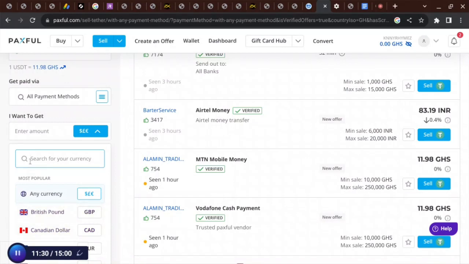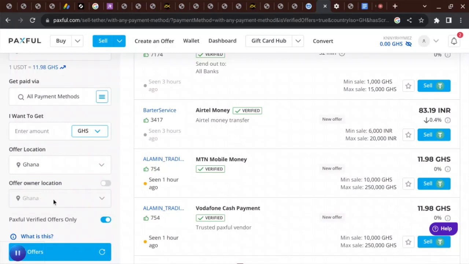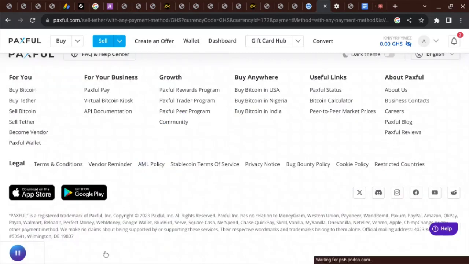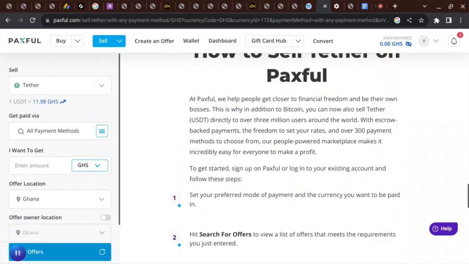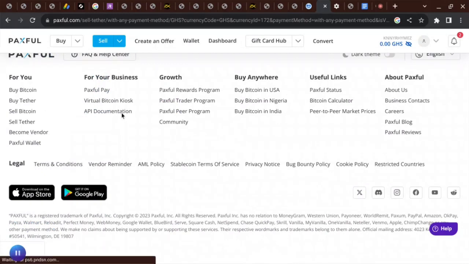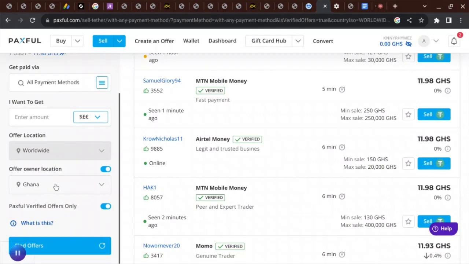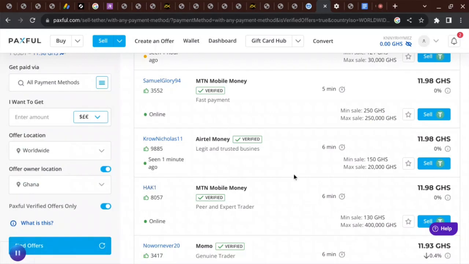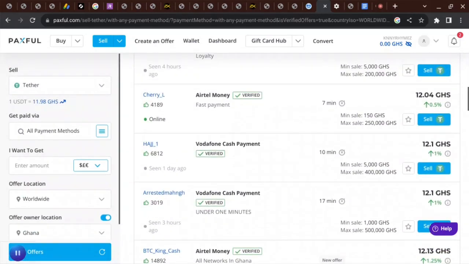So I can say, let's say, Ghana cedis, only Ghana cedis. Find it. You see, so it means that I'm trading with people from Ghana who are ready to take Ghana cedis. The offer owner's location has to be Ghana, so it means that I have to do a trade with people from Ghana. So let me search for someone with a good rate.